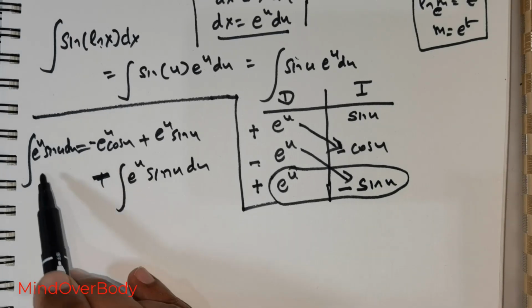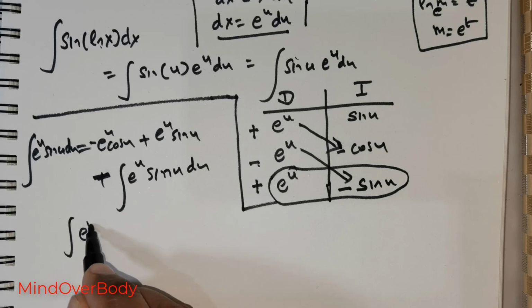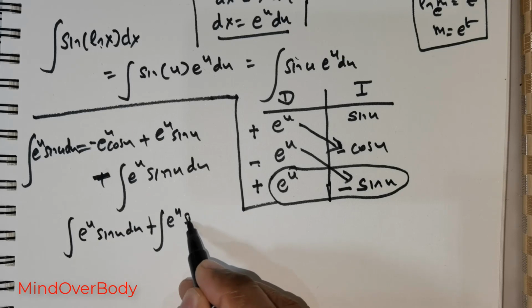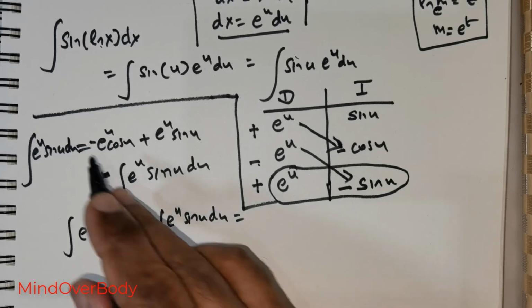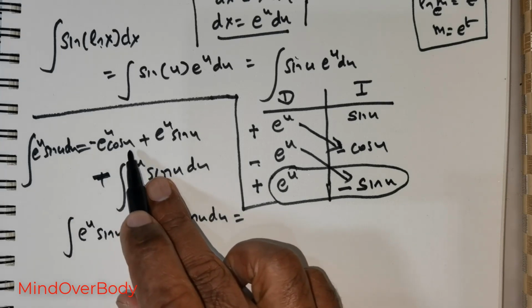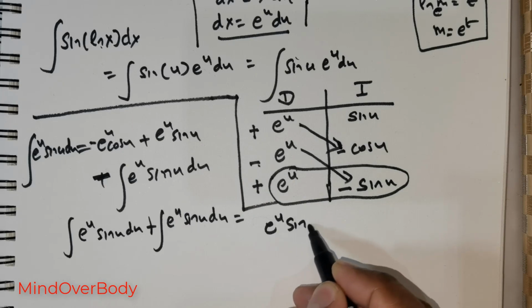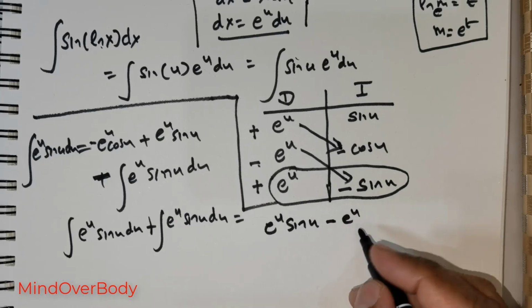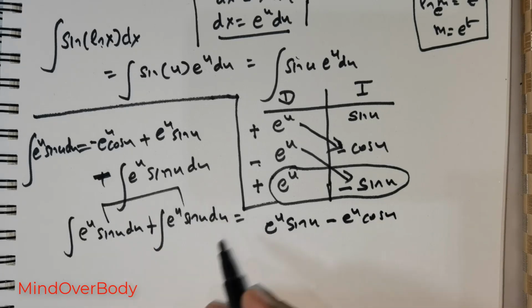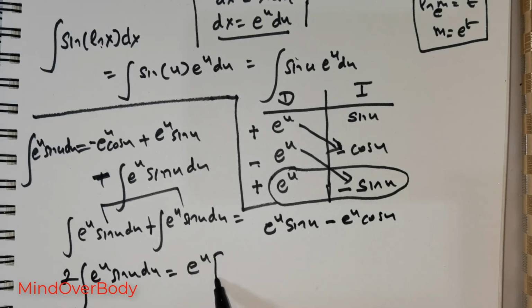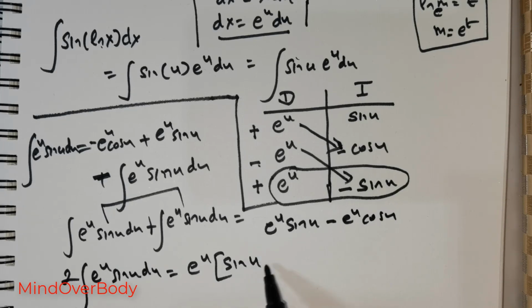Now I can push this quantity to the left hand side. That would mean I have the integral of e raised to the power of u sine u du, plus the integral of e raised to the power of u sine u du. On the right hand side you have negative e raised to the power of u cos u. So I'm going to write the positive term first. So this is going to be e raised to the power of u times sine u, negative e raised to the power of u times cos u. You can add these two together. That would give me 2 times the integral of e raised to the power of u sine u du is equal to, I can take e raised to the power of u out. This is going to be sine u negative cos u.